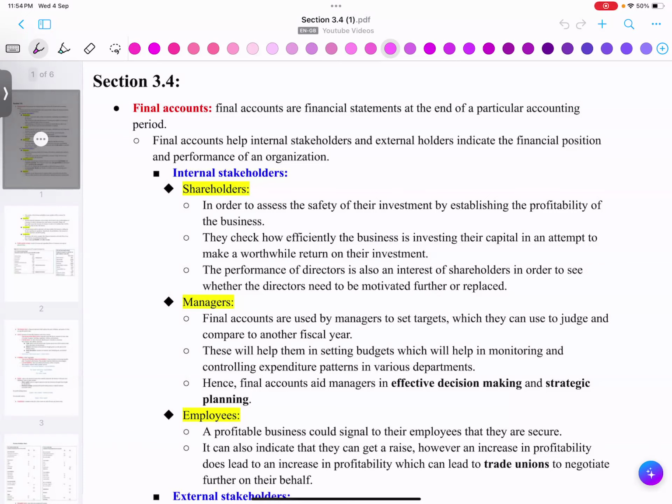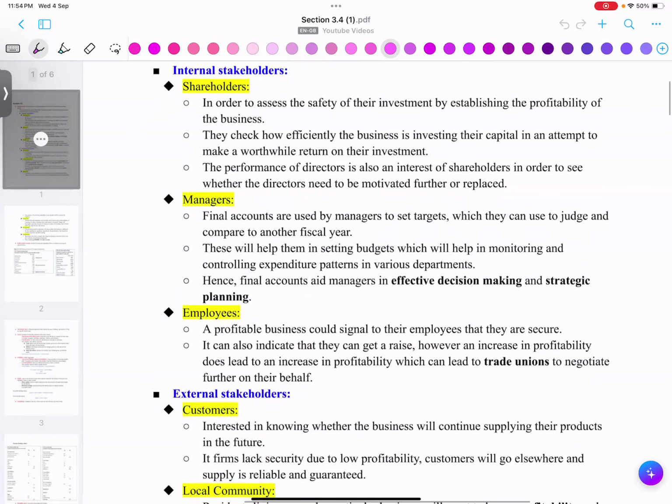We do know that internal stakeholders are internal to the business. So they work in the business, whereas external stakeholders are not in the business, but they're somehow affected by the business, and they do affect the business and the way it operates. So they kind of control it by their demands and whatnot.